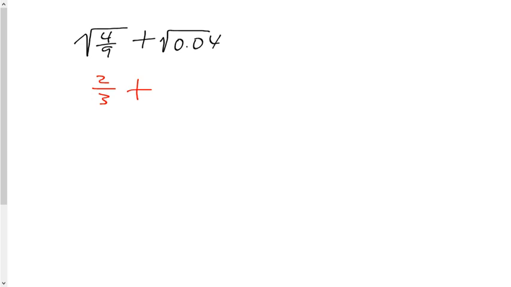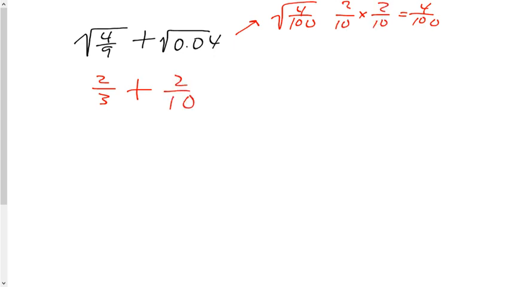And what is the square root of 0.04? Or another question would be, what is the square root of 4/100, right? Because 0.04 and 4/100 are the same number. So again, what fraction multiplied by itself gives us 4/100? The answer is 2/10. So when I rewrite this question as fractions, I would get 2/3 plus 2/10.